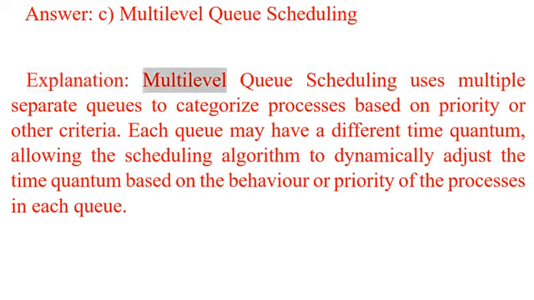Explanation: Multilevel queue scheduling uses multiple separate queues to categorize processes based on priority or other criteria. Each queue may have a different time quantum, allowing the scheduling algorithm to dynamically adjust the time quantum based on the behavior or priority of the processes in each queue.